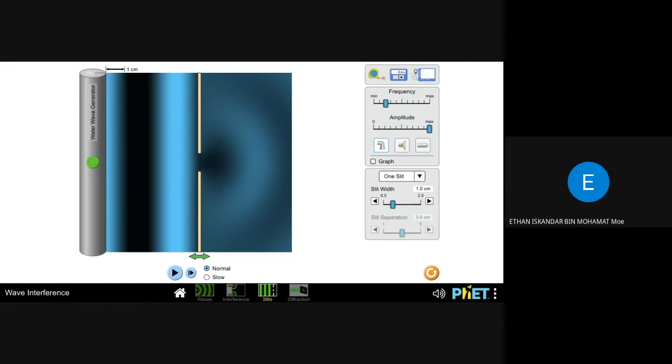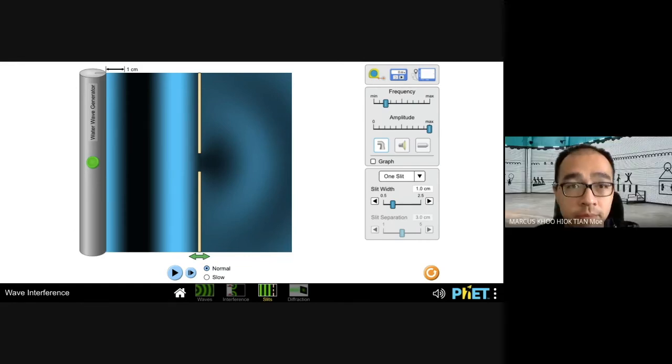The size of the gap, and also the wavelength. Okay, talk to me about it, because we want more obvious diffraction. So the size of the gap must be what? The wavelength must be what? Can you complete that?